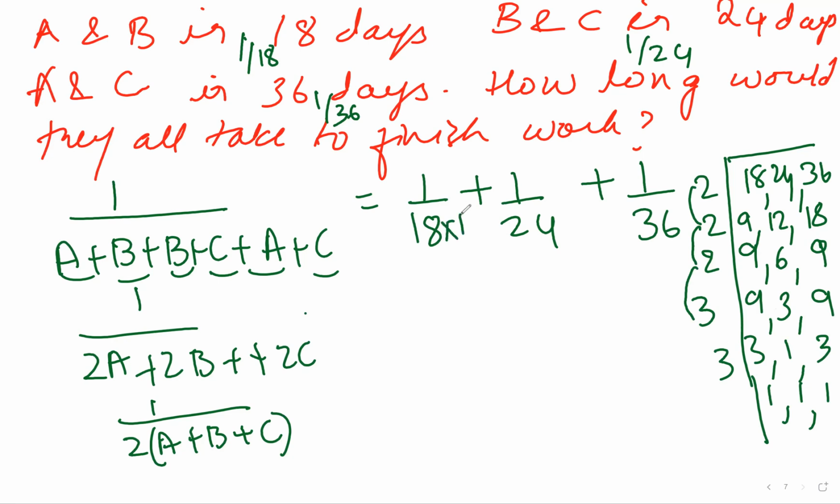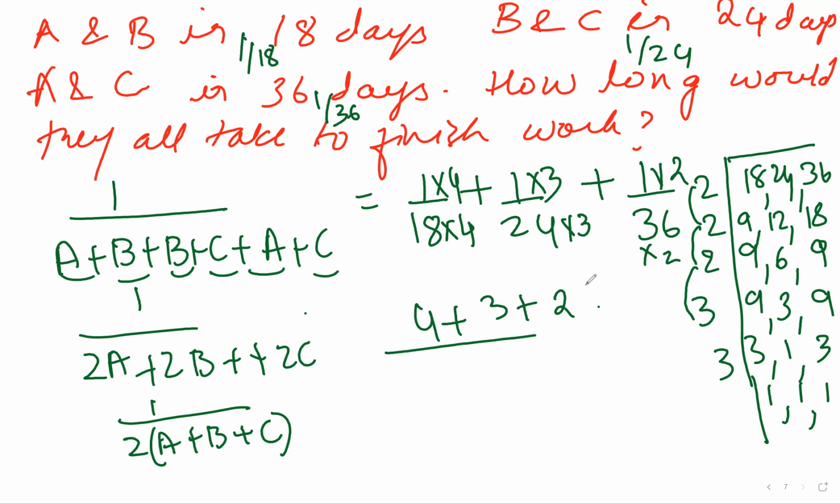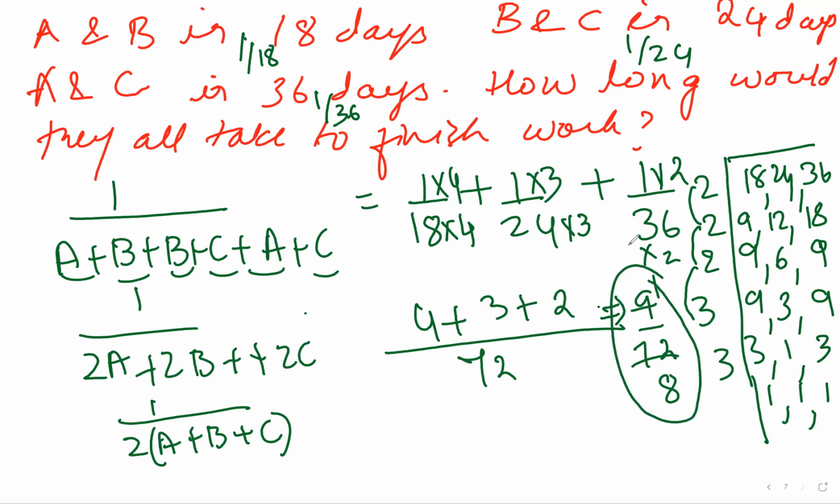So here in 18th table, where does 72 come? 4 18s are 72. Here 3 24s are 72. And here 2 36s are 72. Those ways are being taught in class. How to find bigger multiples, you are aware. So 4 plus 3 is 7 plus 2 is 9 over 72. 9 ones are 9, 8 nines are 72. This is in terms of 1 day. Together they can finish work in how many days? Just take the reciprocal: 8 days.